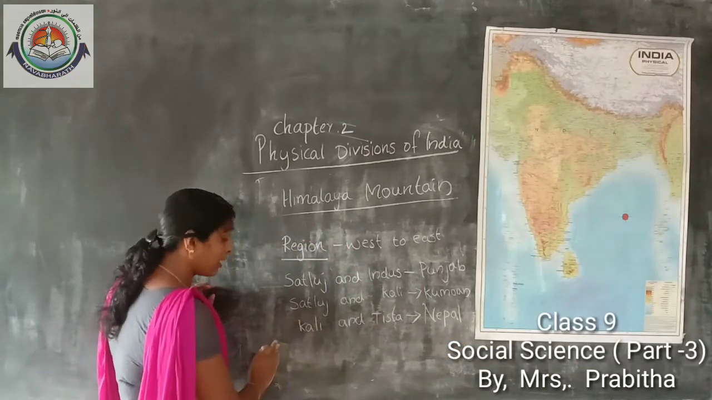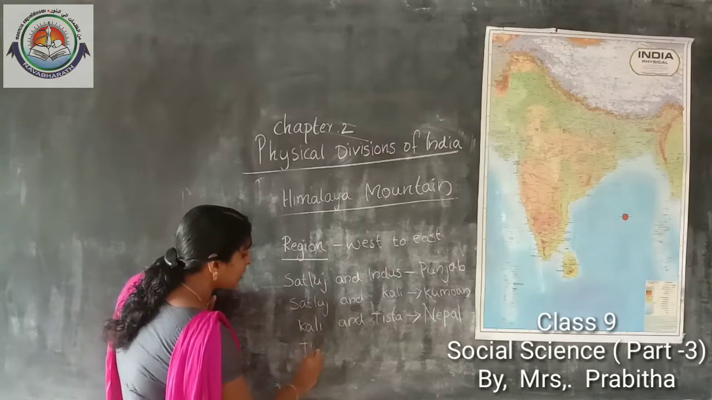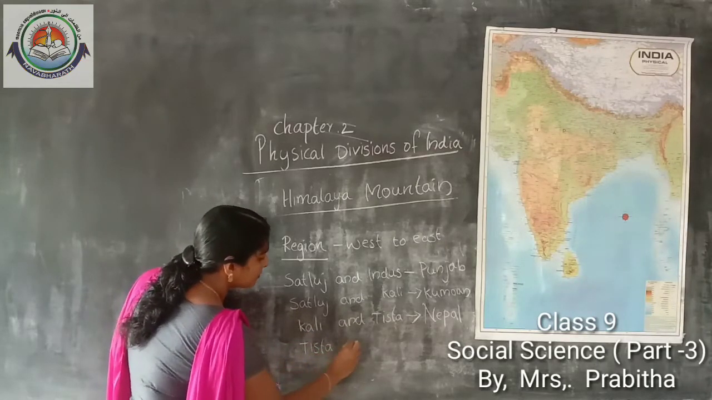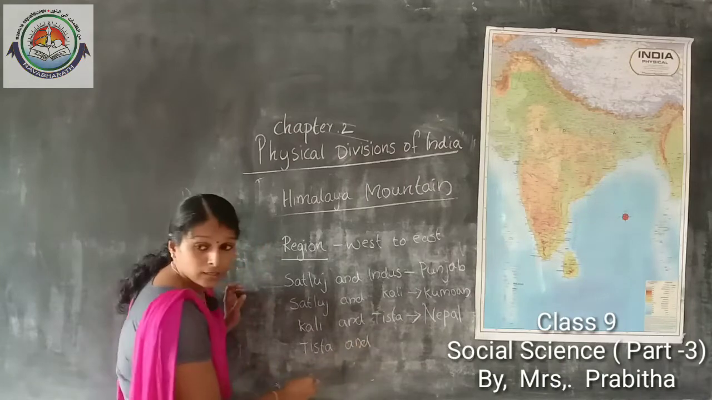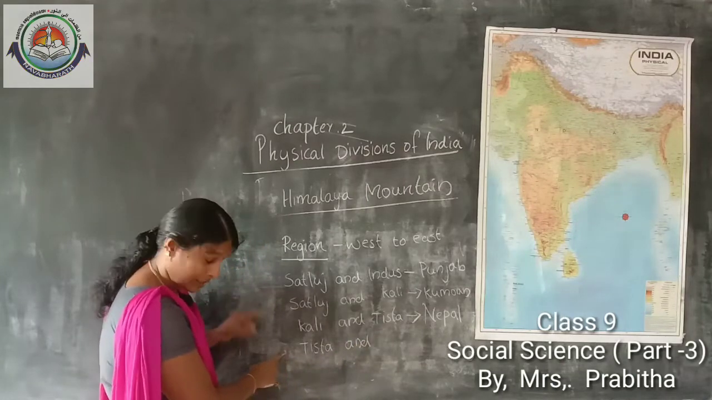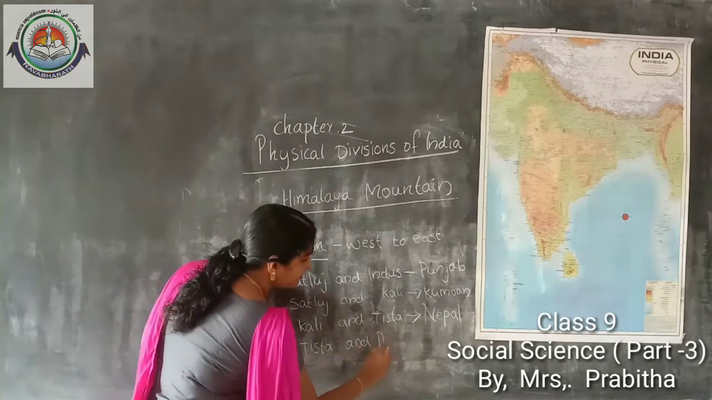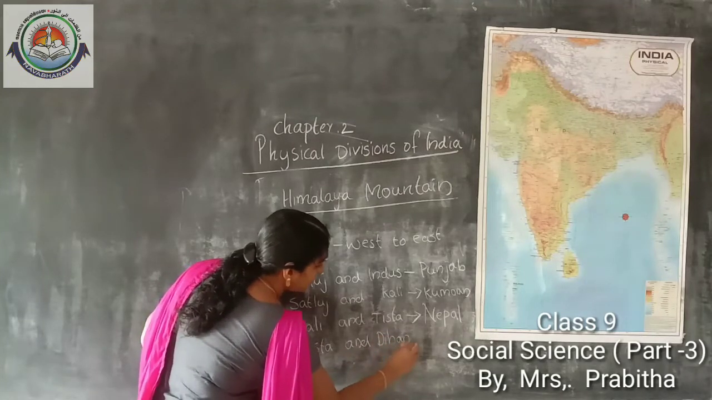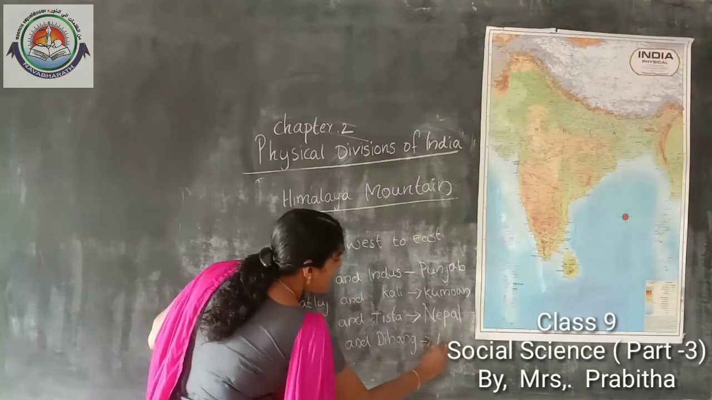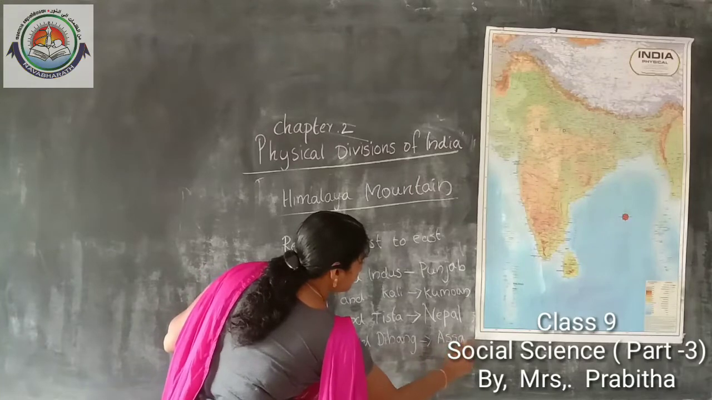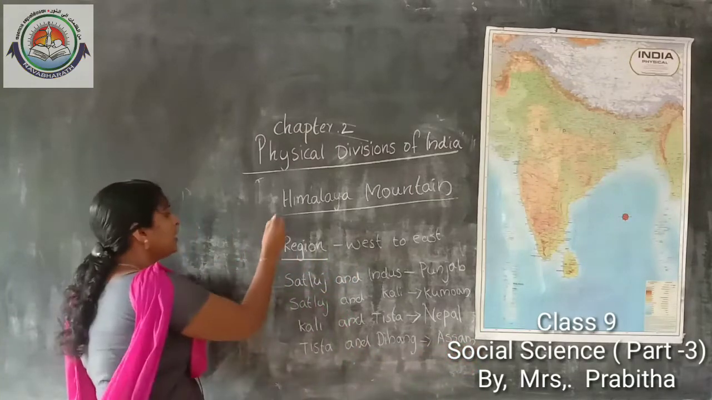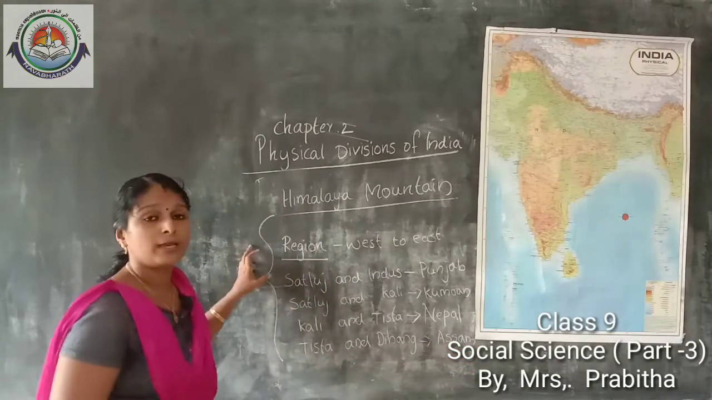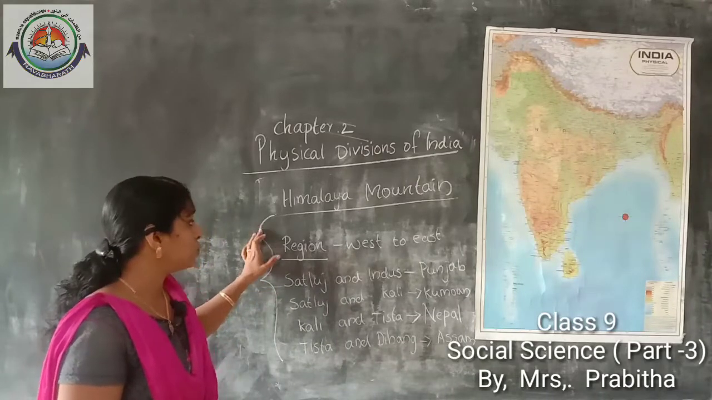Then the fourth division: the Himalaya lying between Tista and Dihang river is known as Assam Himalaya. So these are the divisions of Himalaya on the basis of region from west to east.